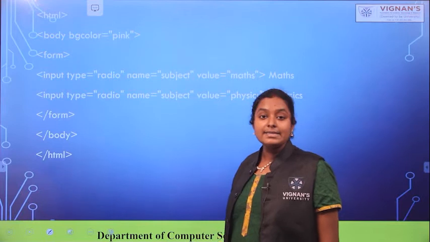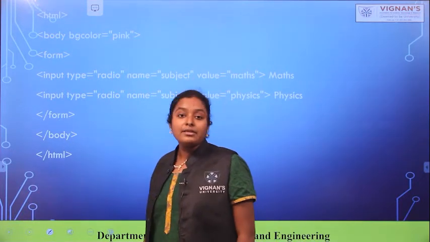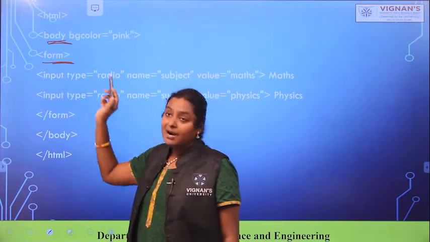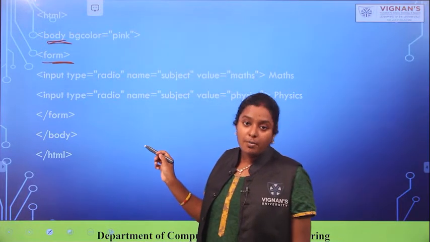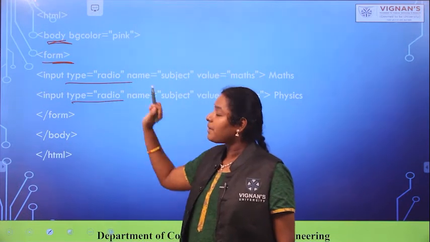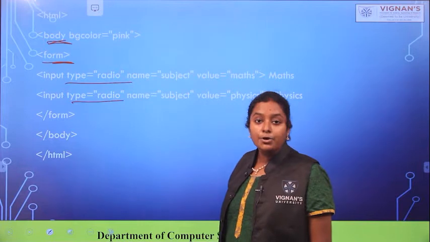If you see here, this is the example for creating a radio button. Where you have to write the form controls, within the body you have to start the form tag. Within the form tag only you are able to write these form controls. So here I am creating 2 radio buttons: input type equal to radio and input type equal to radio. Nothing but I am creating 2 radio buttons.